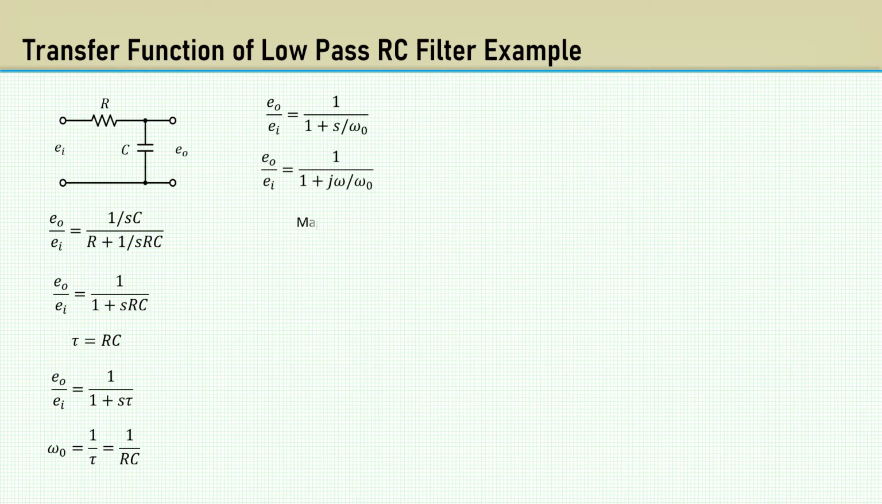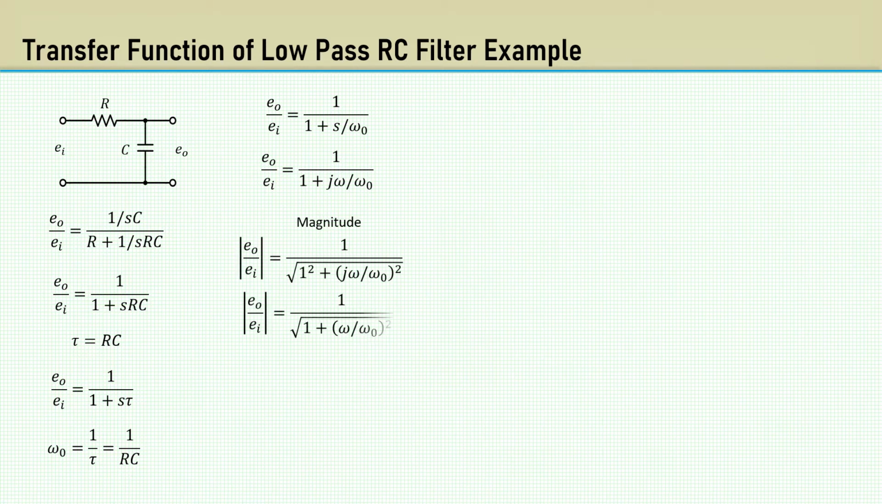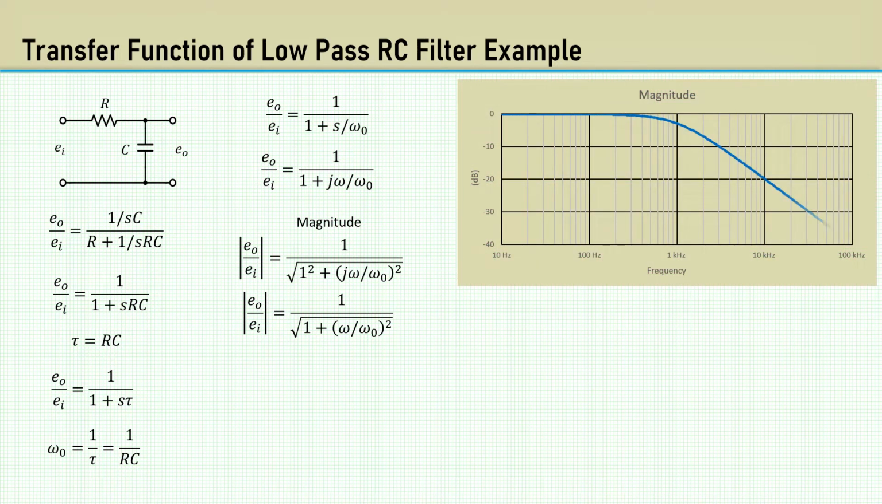We need to convert this complex number from its current rectangular form to polar form. In polar form, the magnitude is the hypotenuse of the two rectangular form vectors. Here's the magnitude plot. In this case, the cutoff frequency is 1 kHz. A conventional Bode plot is an asymptotic approximation, but with Excel, we can calculate the exact magnitude response.